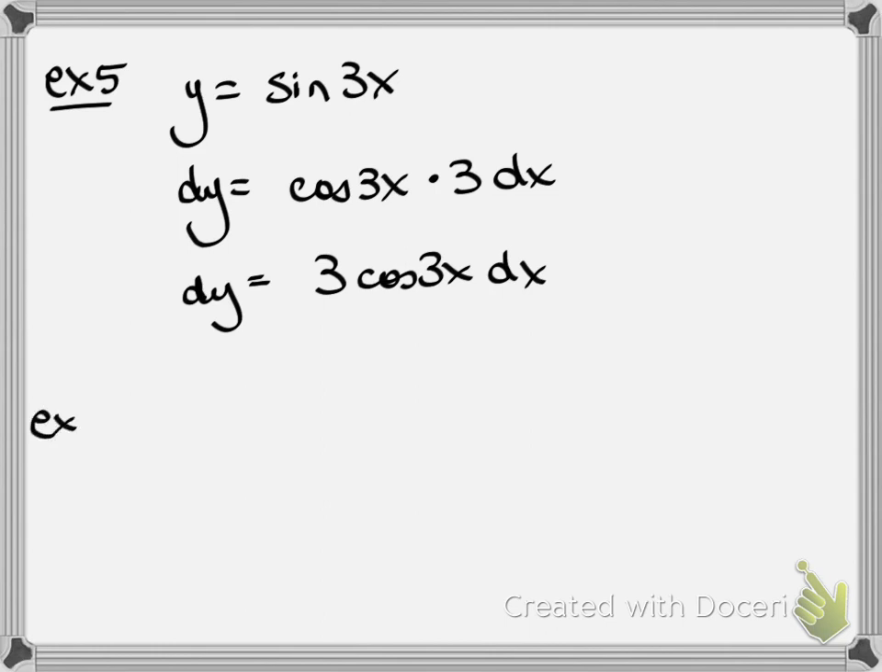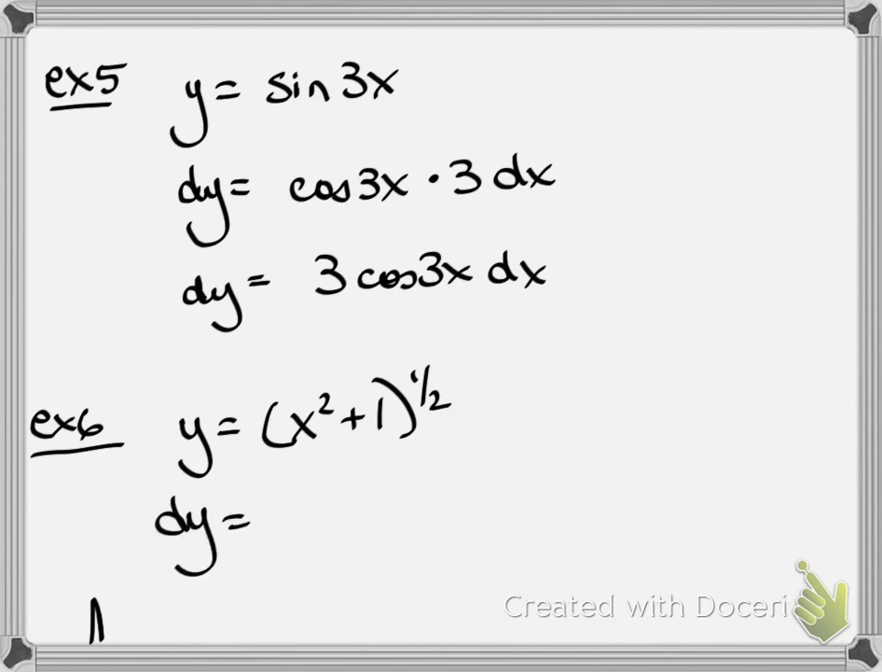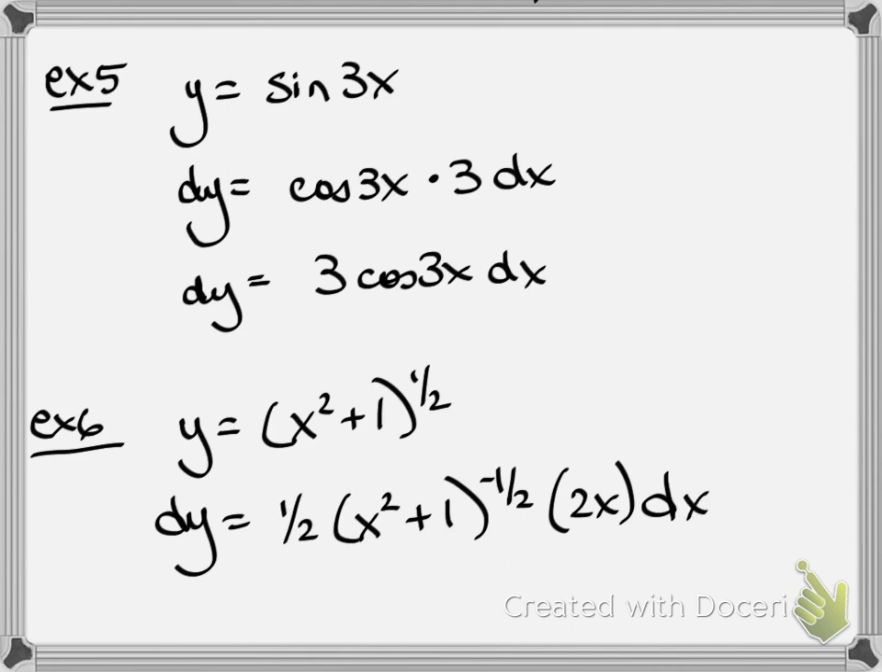And very last one for tonight, example 6, y equals x squared plus 1 to the half. They've already written it in a friendlier form for us. So the differential of y is 1/2 x squared plus 1 to the negative 1/2 times 2x. We have a chain rule going on, dx. I don't need to add brackets on example 6 or example 5 because this is all a product. This times this times this.